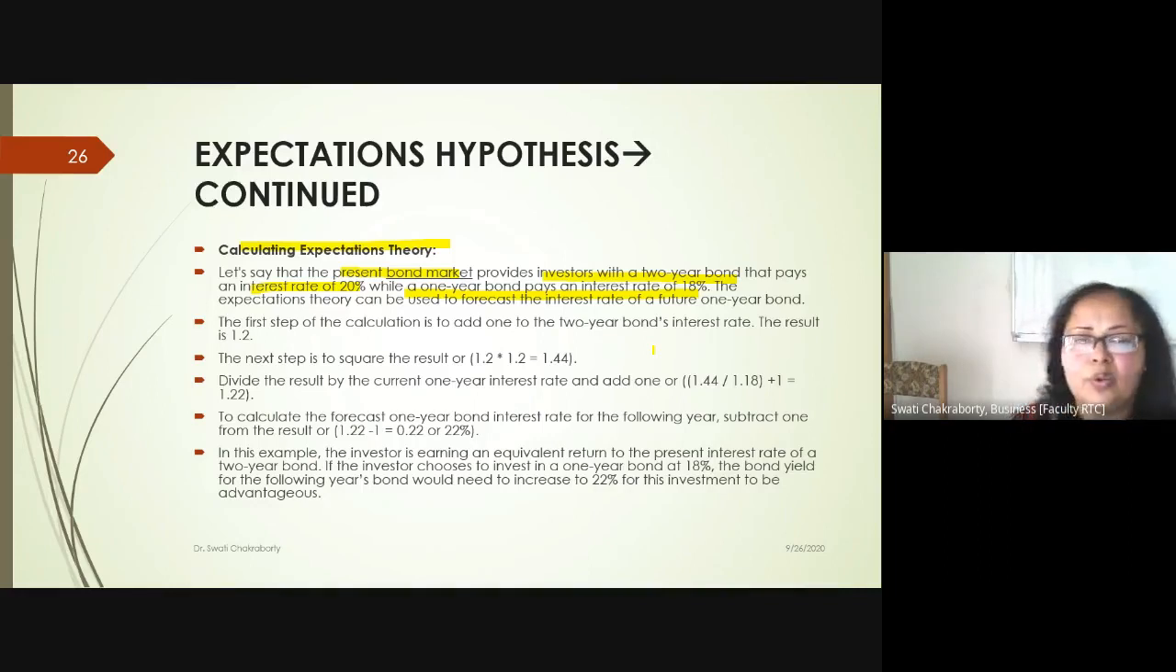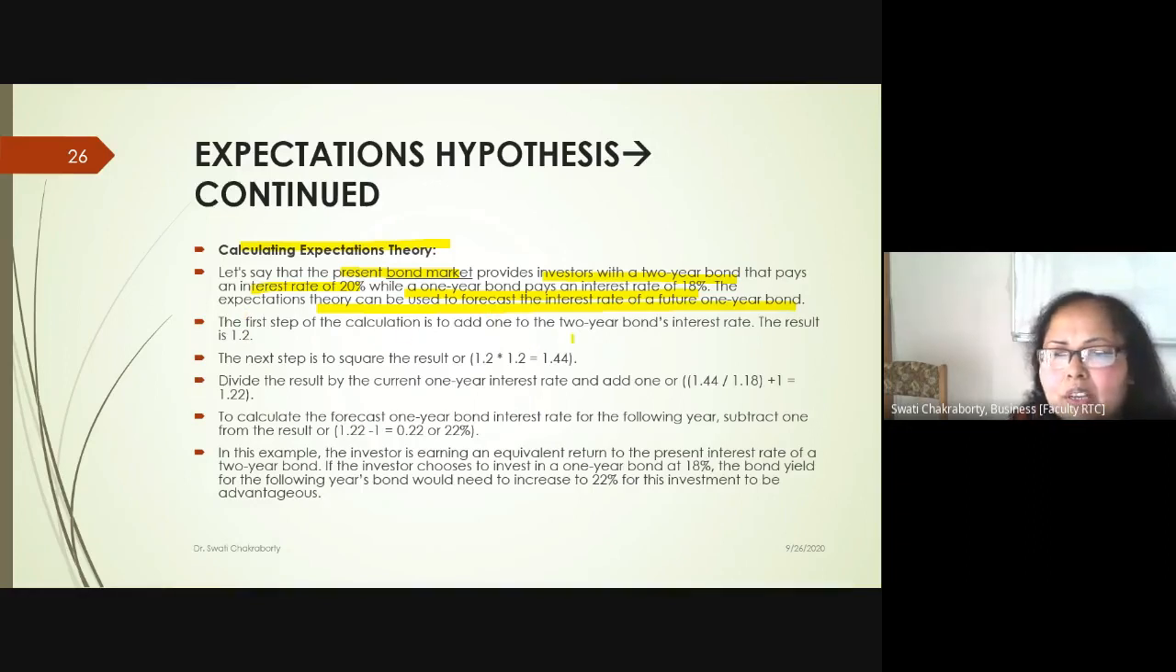So what is expectation theory? What we know is that by looking at the long-term interest rate, we can predict the short-term interest rate. So we will use this theory to forecast the interest rate of a future 1 year bond. So how do we actually calculate?